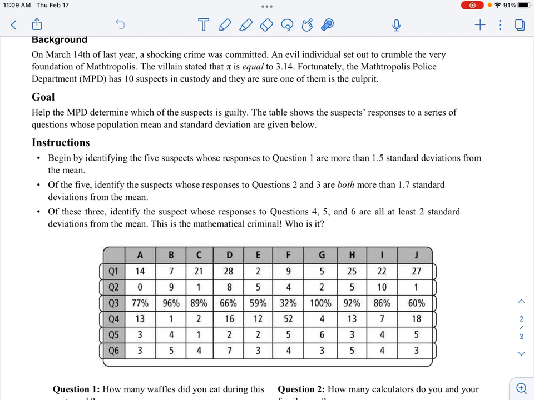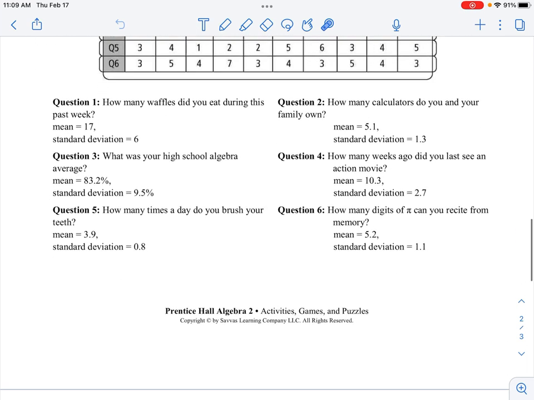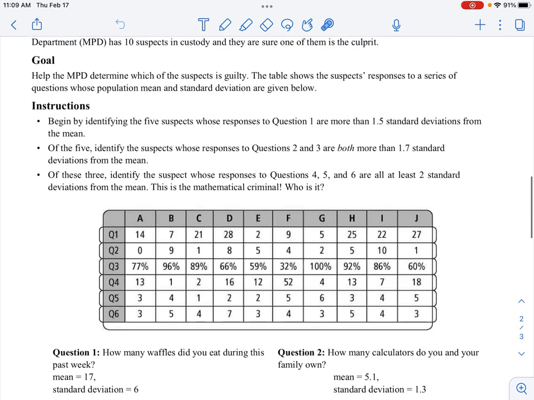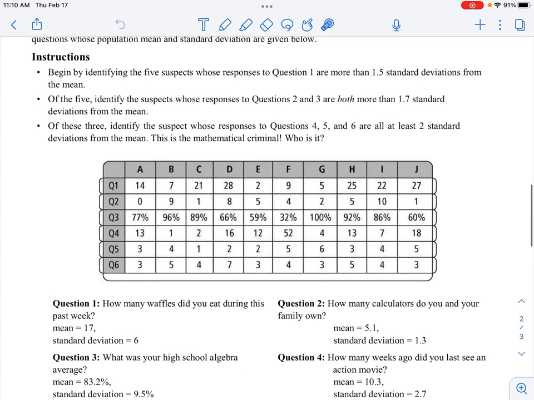The table shows the suspects' responses to a series of questions whose population, mean, and standard deviation are given below. So they give us instructions, we have these questions, we have standard deviation, we have mean for each of them. We also have the different suspects listed out here, and then their answers to these 6 questions. So the first one, we are going to begin by identifying the 5 suspects whose responses to question 1 are more than 1.5 standard deviations from the mean.